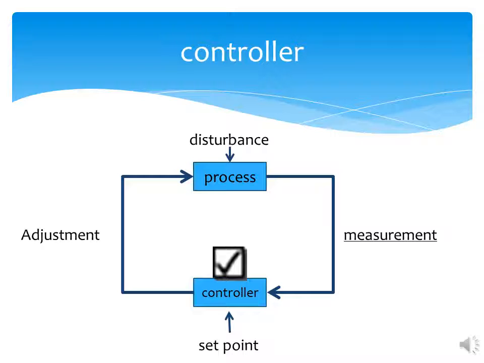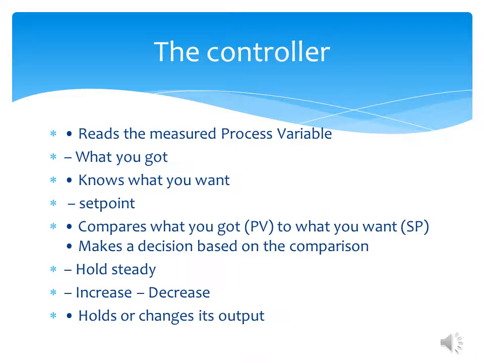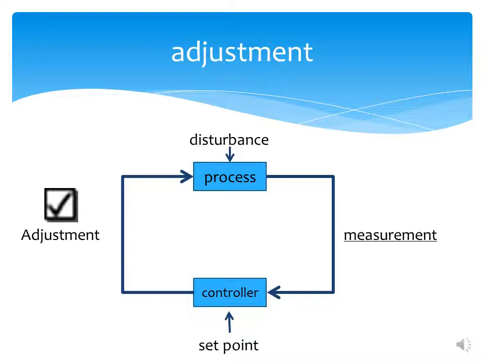Now come to the controller. The controller reads the measured process variable, what you got, and knows what you want, the setpoint. It compares what you got, the process variable, to what you want, the setpoint, and makes a decision based on the comparison. It may hold steady. It may increase. It may decrease. It holds or changes its output. Adjustment.